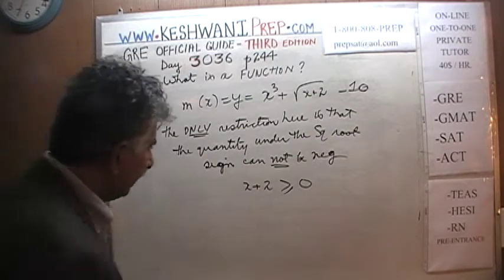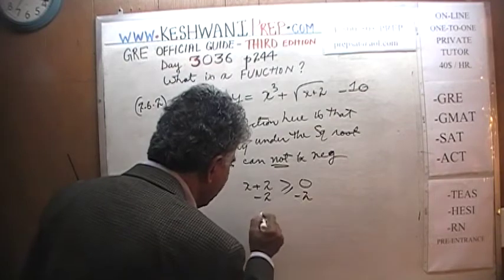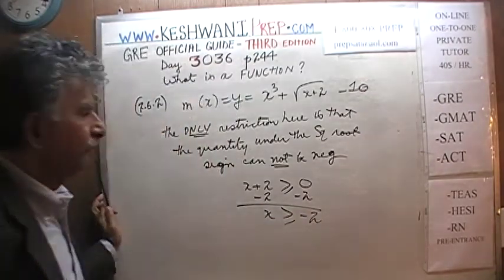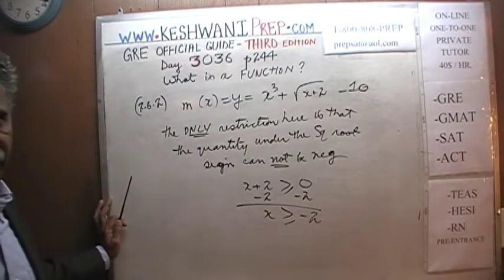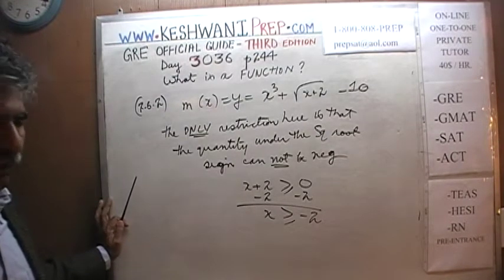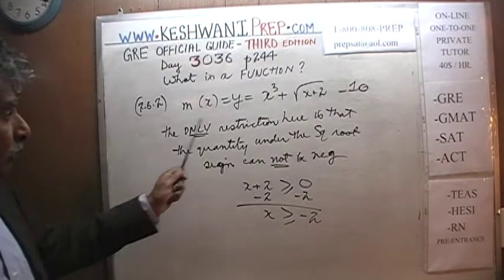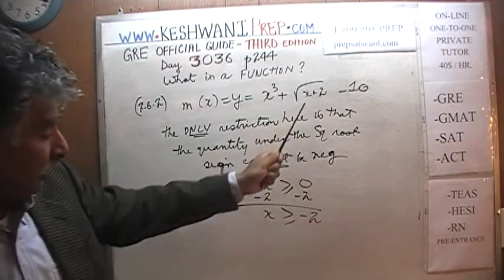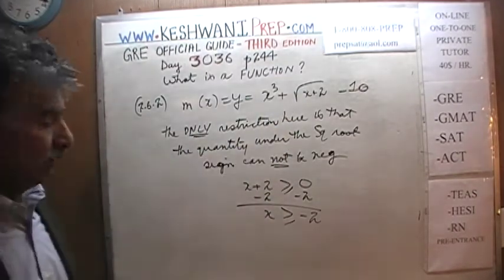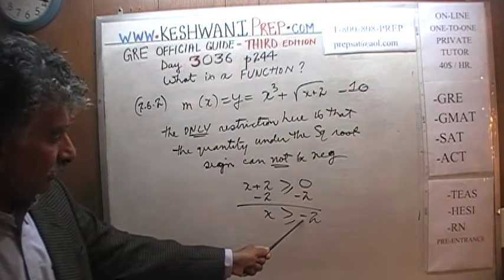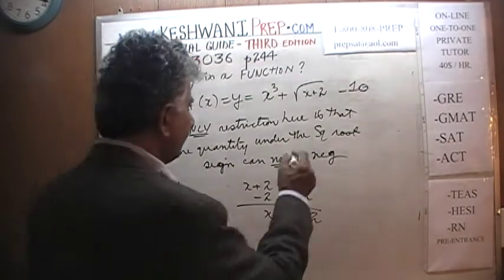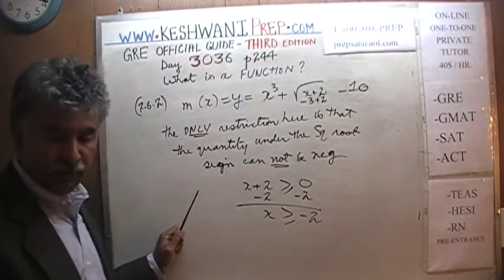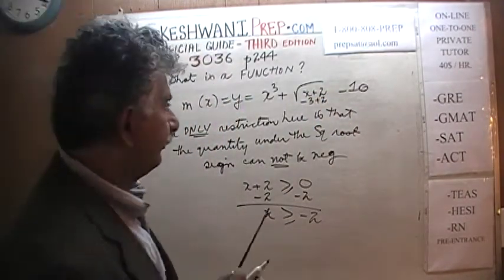Let's subtract 2 from both sides, and what it says is that X has to be greater than or equal to negative 2. Voila. That's the only restriction. It can be equal to negative 2, because when X is equal to negative 2, negative 2 plus 2 will give us 0, and we can take a square root of 0. But X cannot be negative 1, for example. It cannot be negative 3, for example. Negative 3 plus 2 will end up with a square root of negative 1. We cannot take a square root of negative 1.